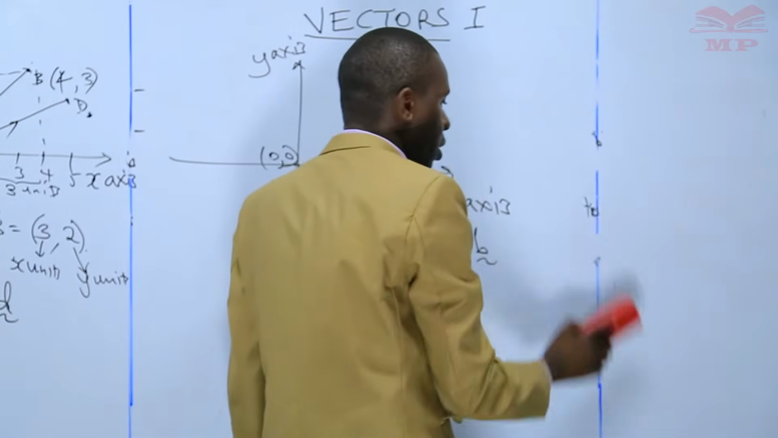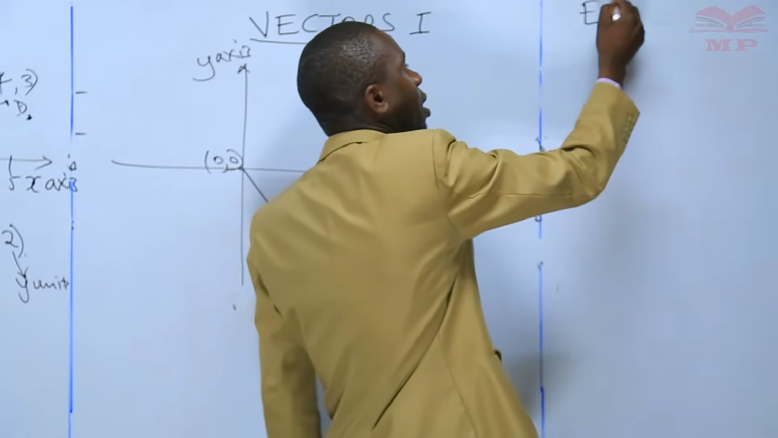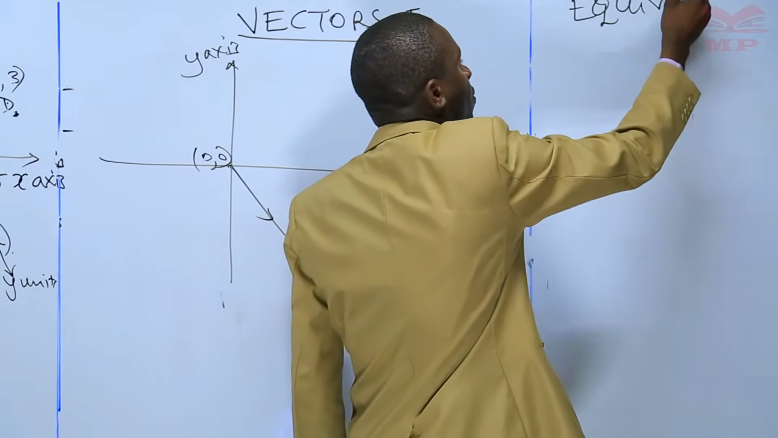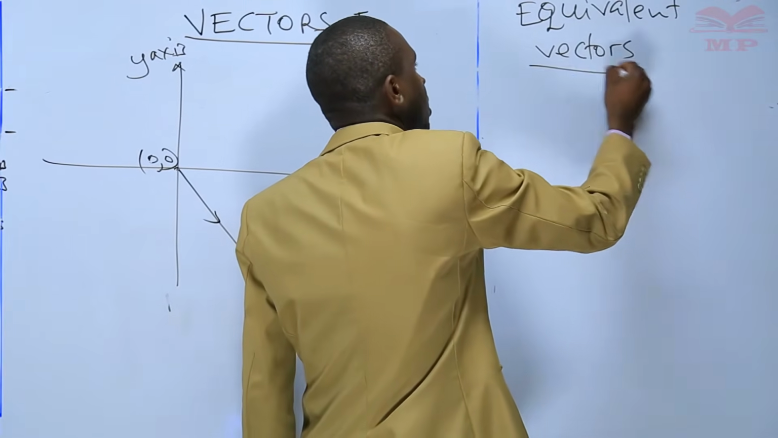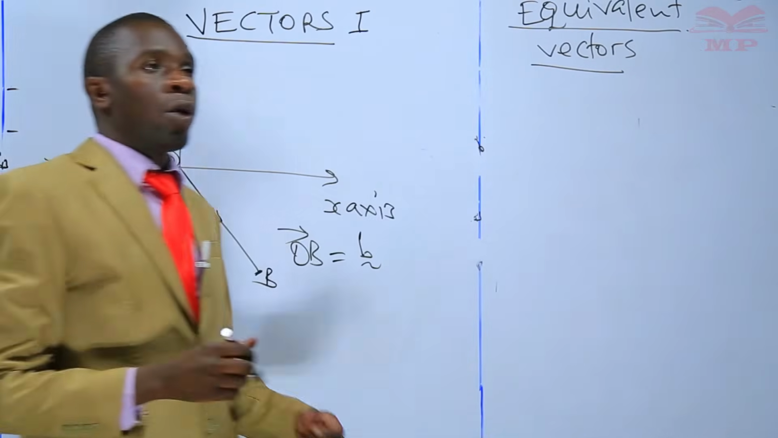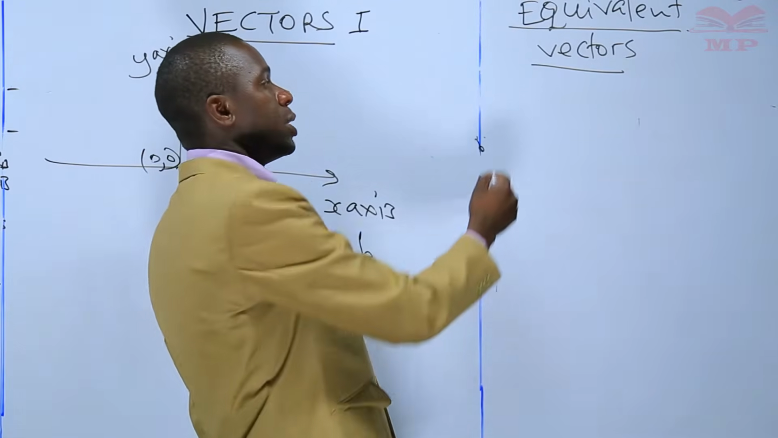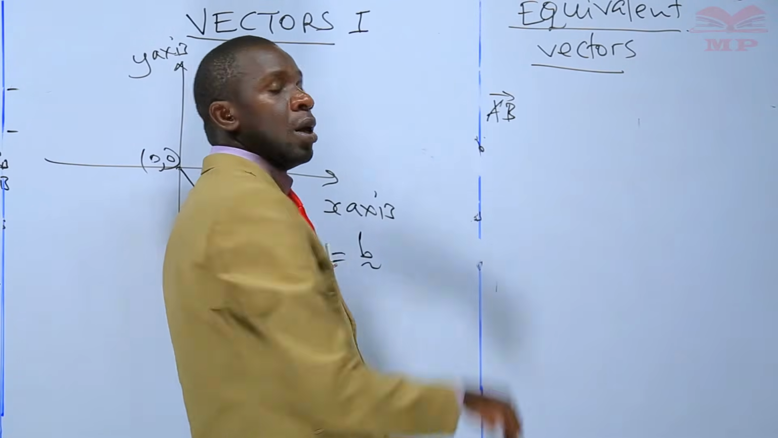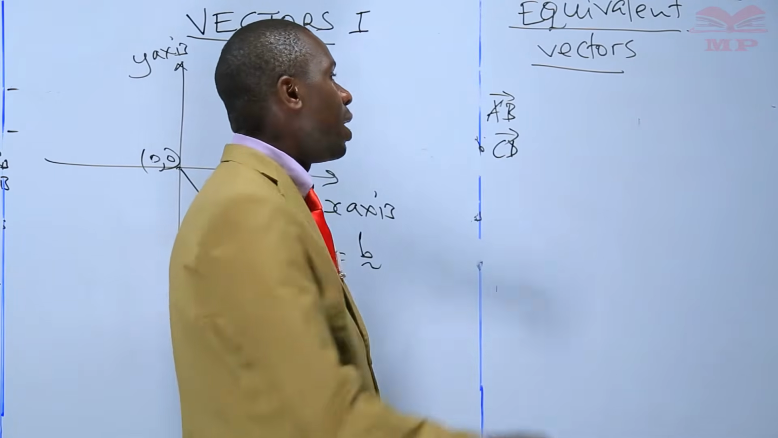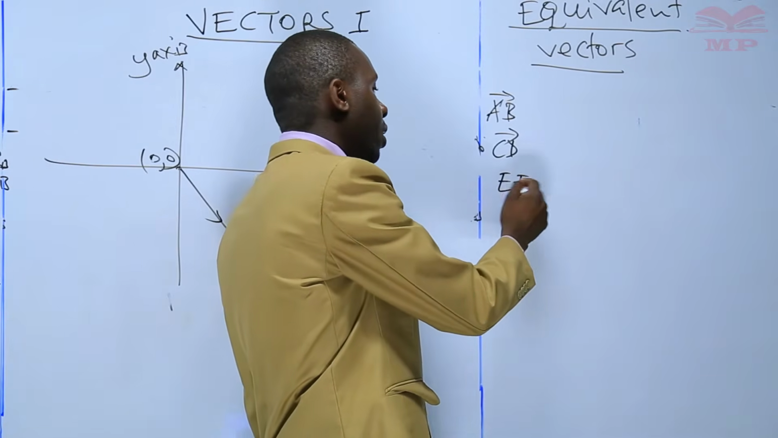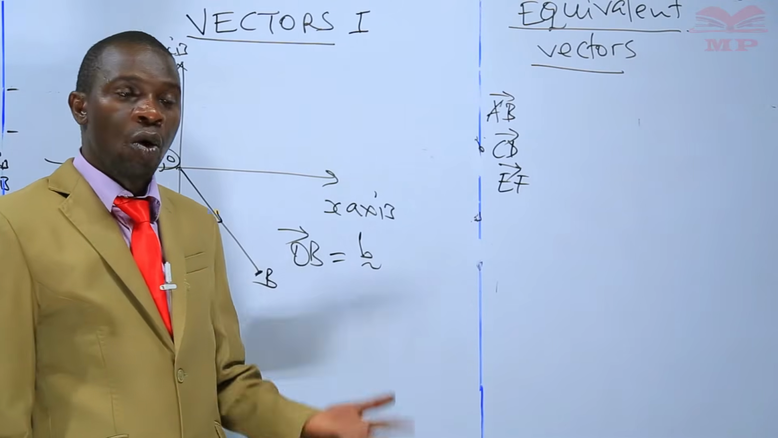Let me just write here, equivalent vectors. So you can be given a number of vectors. I've told you how vectors are represented. For example, you can be given vector AB, vector CD, and vector EF. And you can be asked to check whether these vectors are equivalent or not.